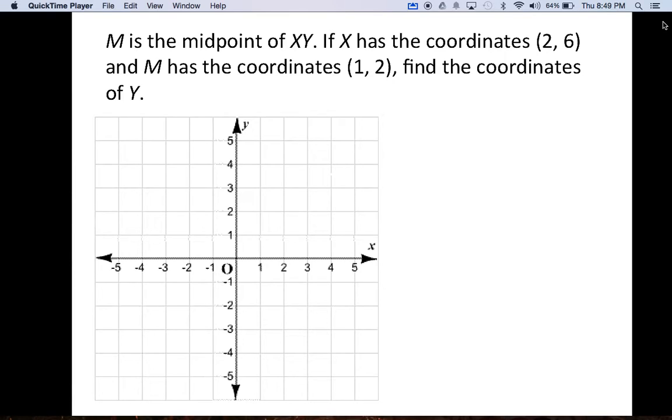Watch this problem because it gets really tricky, okay? We have to be careful with this problem. It says M is the midpoint of XY. All right, so M is in the middle. X has the coordinates (2, 6).